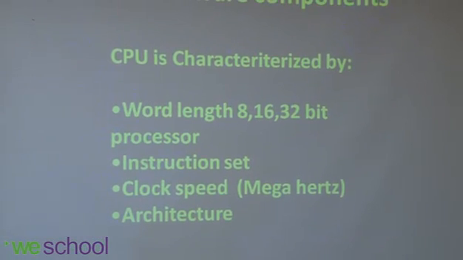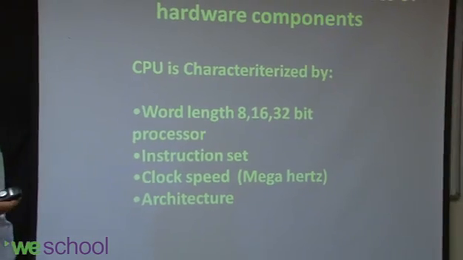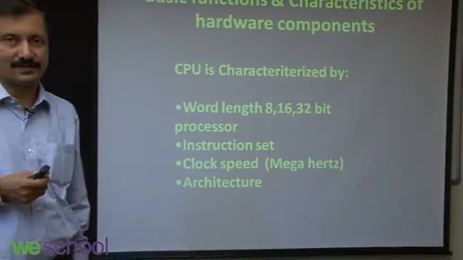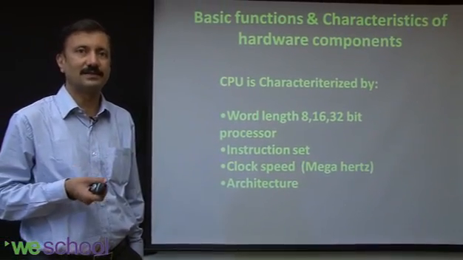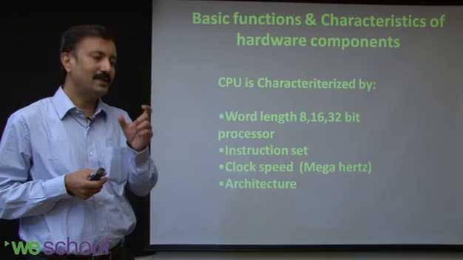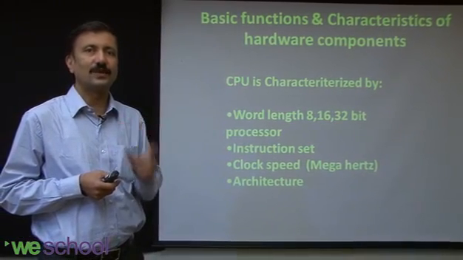A CPU is characterized by a couple of things, and as a buyer, what should I be aware of? One of them is the word length. We many a times talk about a 16-bit processor and a 32-bit processor. Essentially, it's the word length: how many bits of information can the processor process at one go?